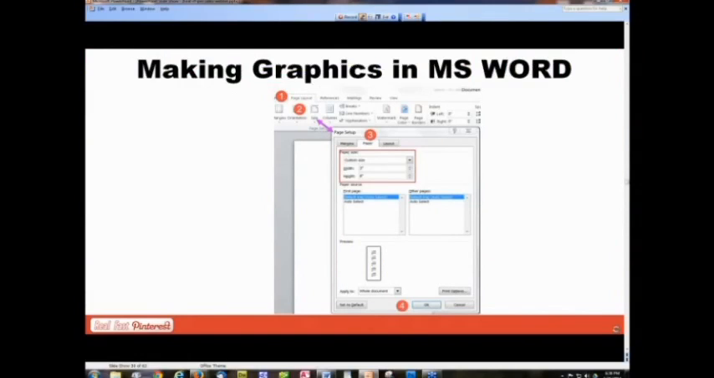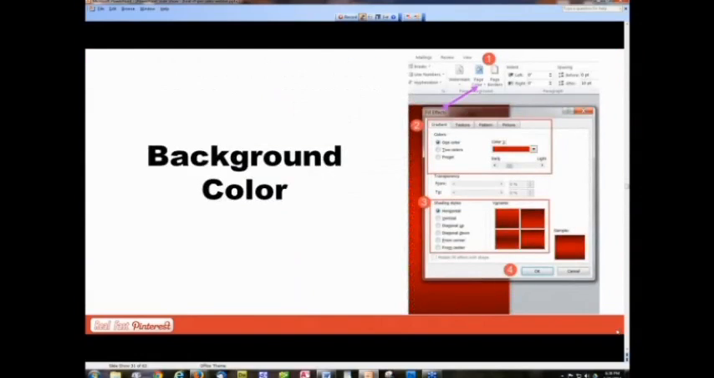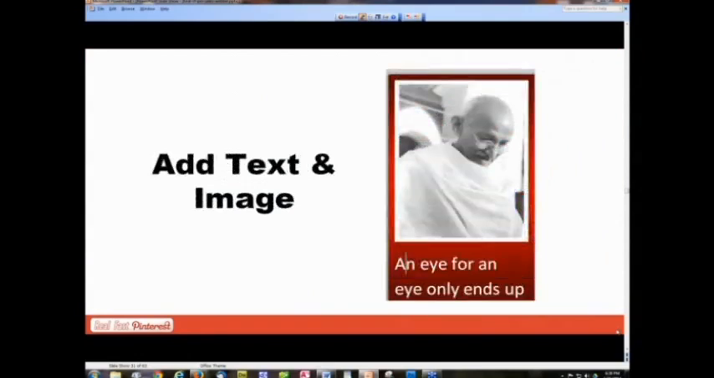You select a nice background, and the neat thing with Microsoft Word is you can do variegated backgrounds. You can do texture, you can do pattern, you can put a picture in the background. So there's lots of options, and it's real simple, again, to do that. It's not a complicated process. And then you just type in your words and you add an image. Add text and add an image as we did here, and boom, you're done.